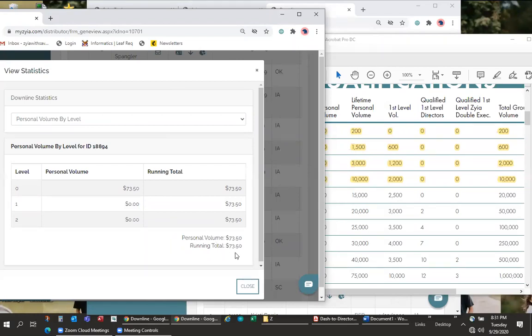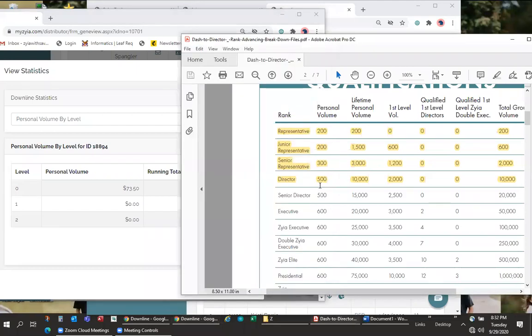I had some people on my team a week ago going, oh my gosh, I was going in and adding up all their levels and trying to figure out if they're going to rank. No, this will do it for you. This will show the whole team. So if this person was going to hit director, it would say 10,000 for the month. Okay, so those are the personal volume, the first level volume, and the group volume.